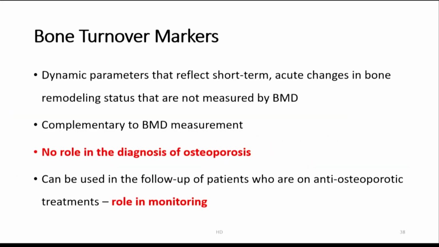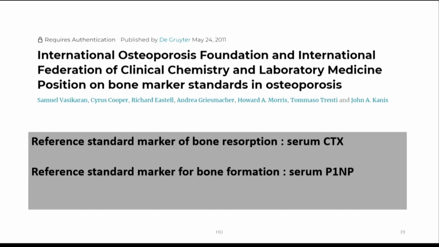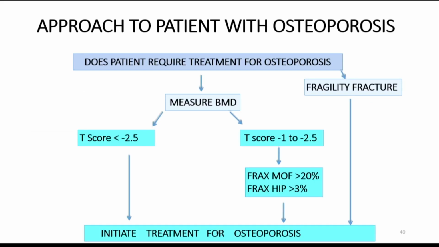Now, a word on bone turnover markers. They are not used for diagnosis of osteoporosis. They are just complementary to BMD measurement. They don't have any role in diagnosis, but can be used in monitoring because they are dynamic parameters. They reflect short-term acute changes, and BMD changes take time to occur. So while treating, you can use these parameters in monitoring. The reference standard marker of bone resorption is serum CTX, that is C-terminal telopeptide, and the reference standard marker for bone formation is serum P1NP.